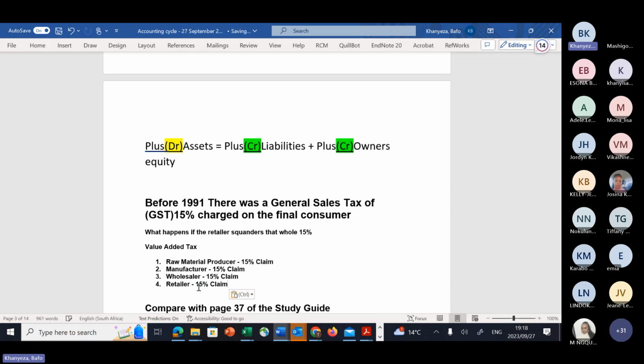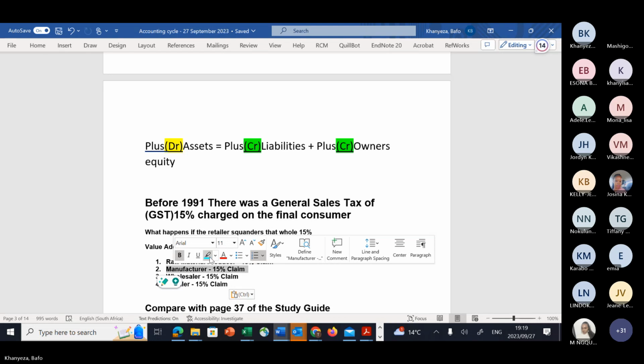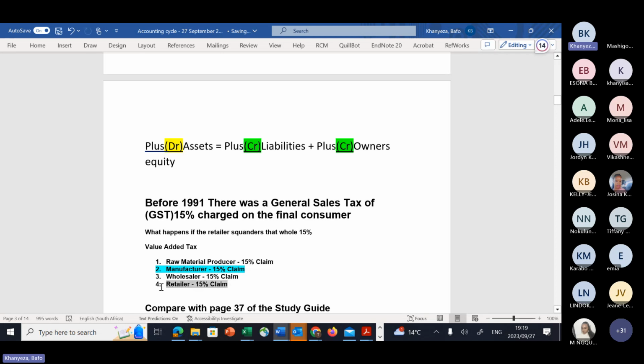The way they claim, they reduce what they have to pay over to SARS with this 15%. So that if, for example, in this value chain, the manufacturer squanders the VAT, SARS doesn't lose everything. So it's not all or nothing. Because if it was only collected here, then SARS was going to lose everything. So the reason VAT is paid at different stages is an admin exercise to prevent the fraud of VAT.